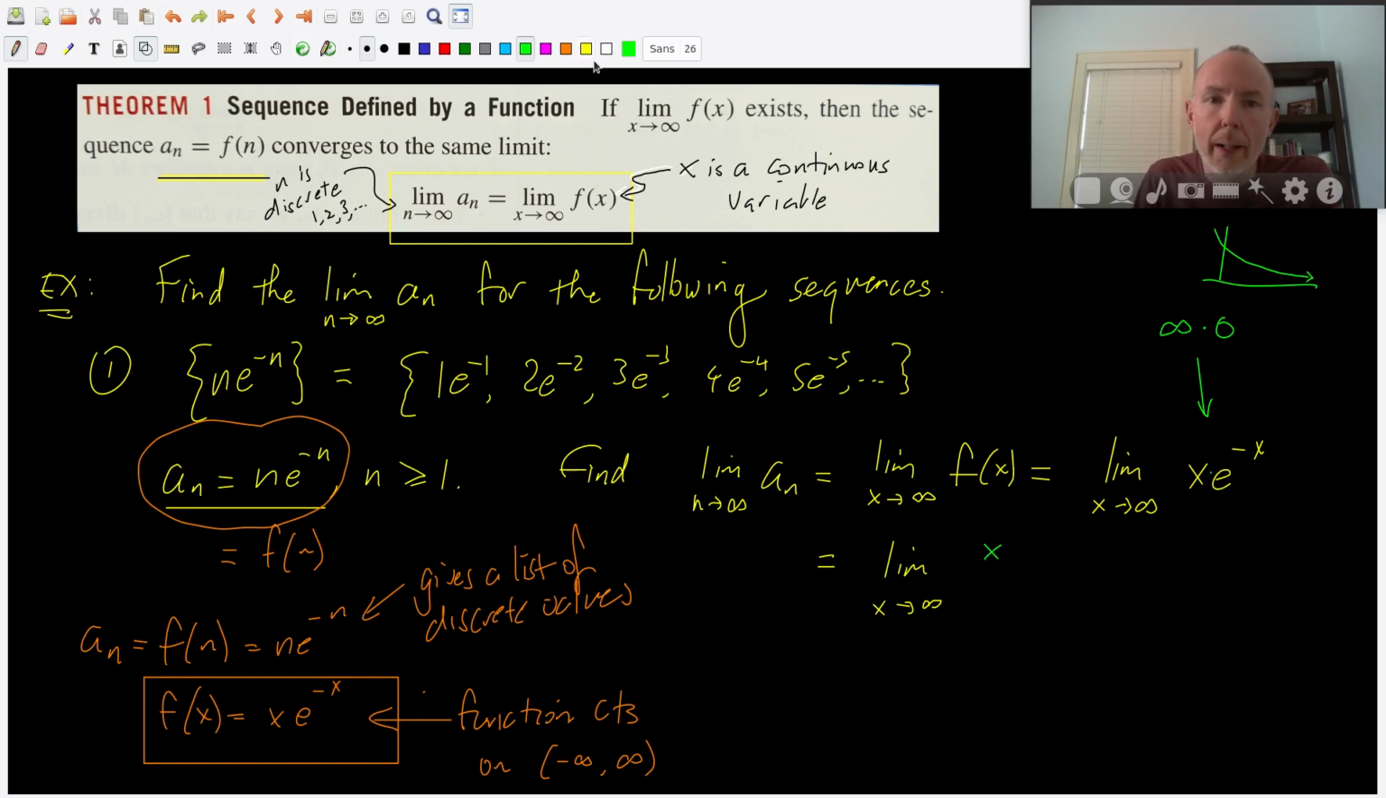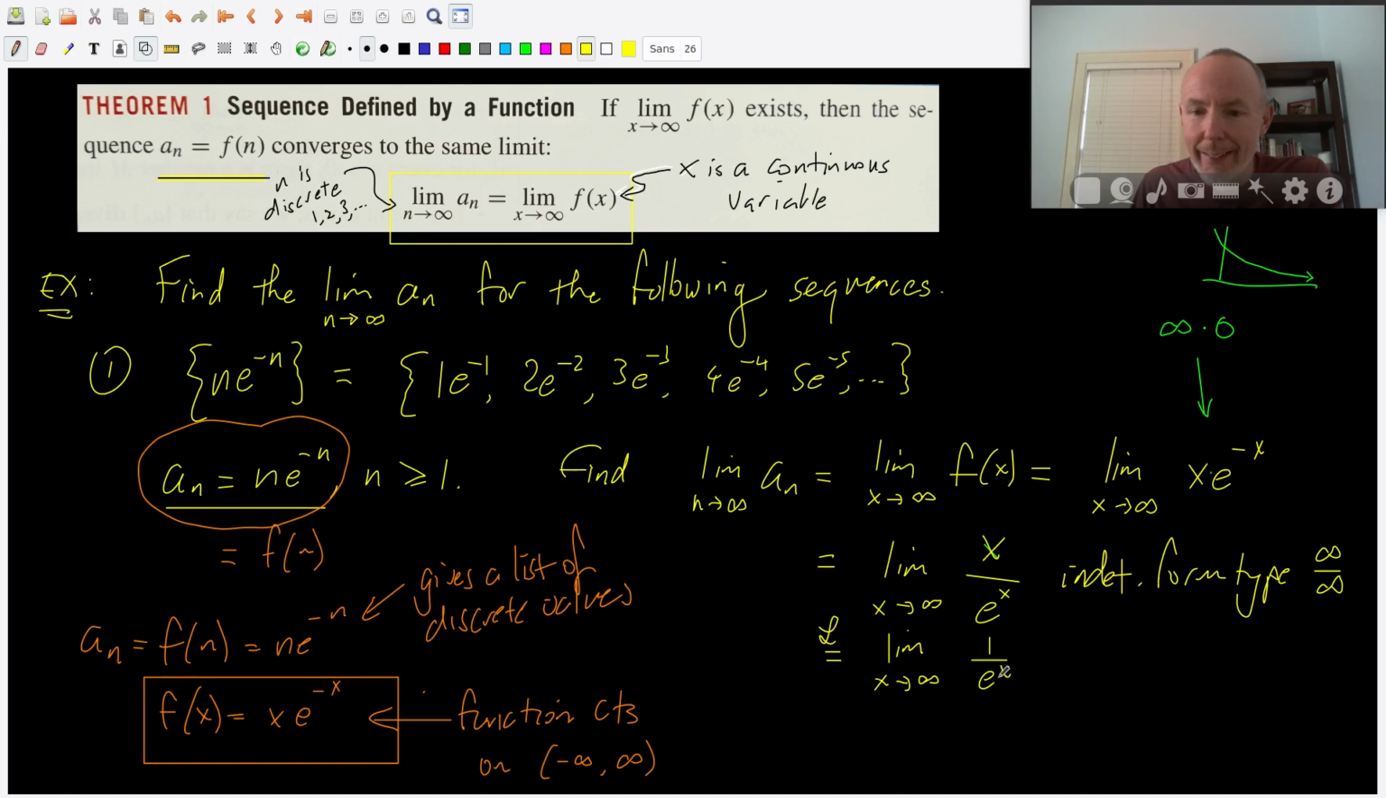So I'm going to rewrite it as x over e to the x, just putting this in the denominator, and now this is an indeterminate form of type infinity over infinity. And remember, that's one of the things that we can use L'Hopital's rule for. So applying L'Hopital's rule here will give us 1 in the numerator and e to the x in the denominator, and e to the x is going to infinity, and so this overall limit goes to 0. So we now know that the sequence itself goes to 0.